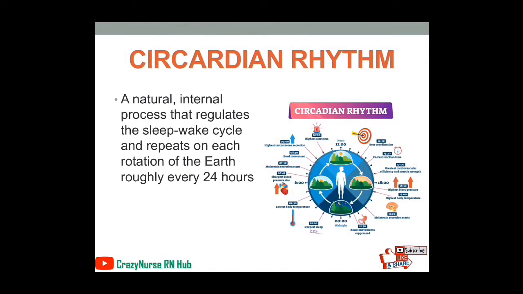It is a natural, internal process that regulates the sleep-wake cycle and repeats on each rotation of the Earth roughly every 24 hours. Although sleep and waking cycles are the best known of the circadian rhythms, body temperature, blood pressure, and many other physiological functions also follow a circadian pattern. Sleep is a complex biologic rhythm.